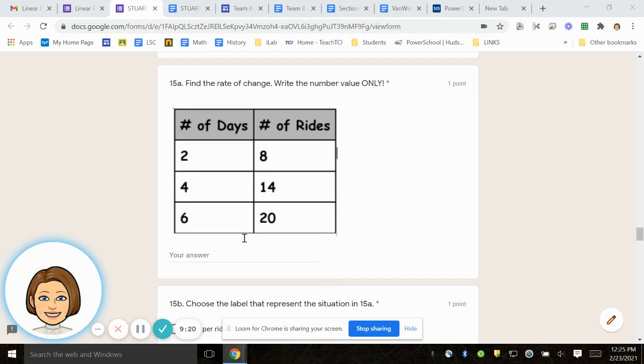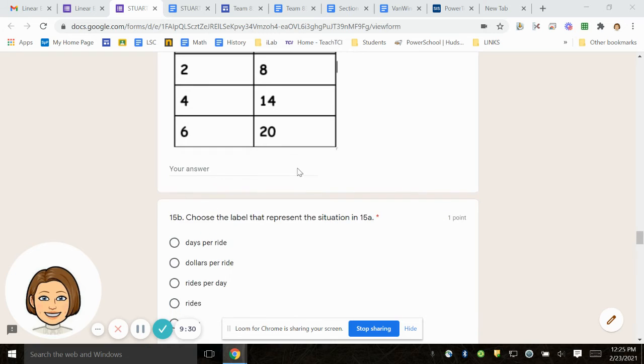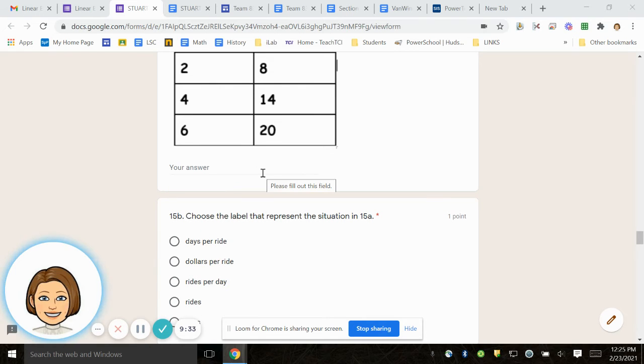Number 15a, find the rate of change. Write only the number. So your x is the number of days, the y is the number of rides. Write the number only again on the blank.